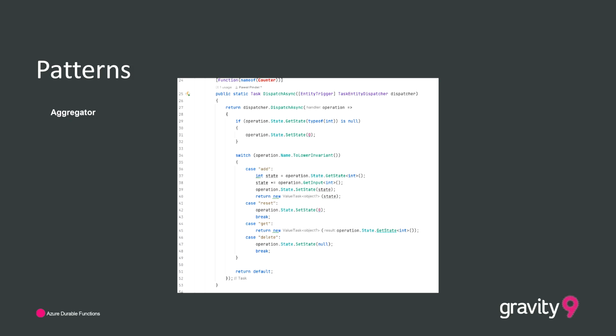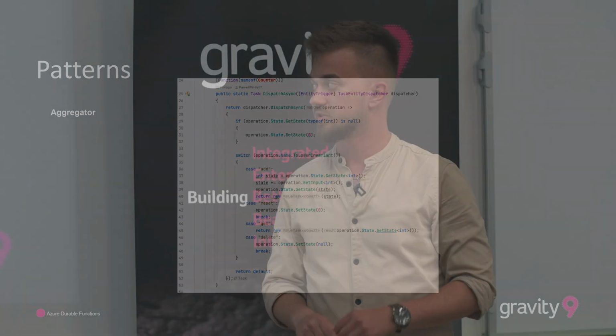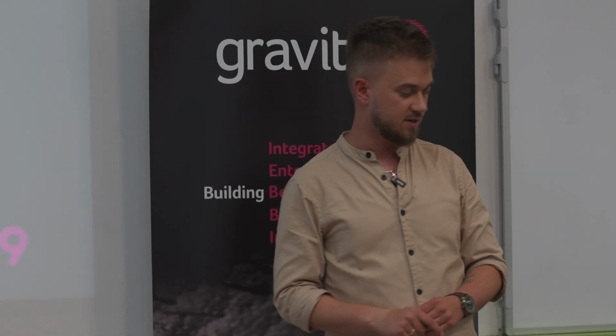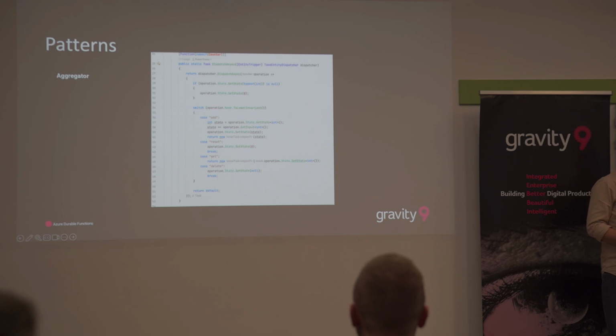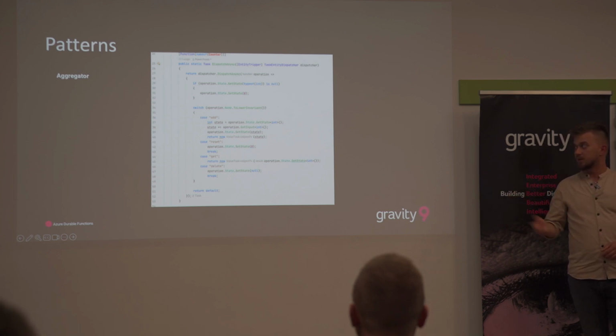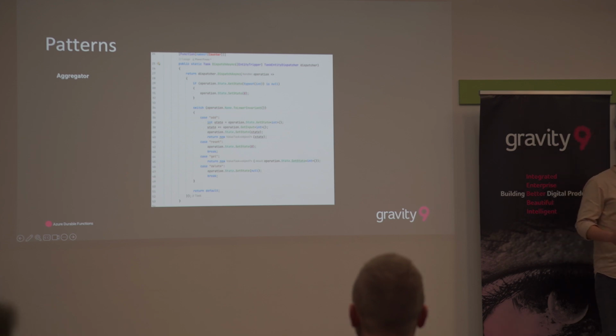For the implementation, we use the entity trigger. And this entity trigger has two options. You can run this function with the option of fire and forget, so you just signal the function and proceed with your business logic later on. Or you can call the function and wait for the response, which is, of course, like async programming.